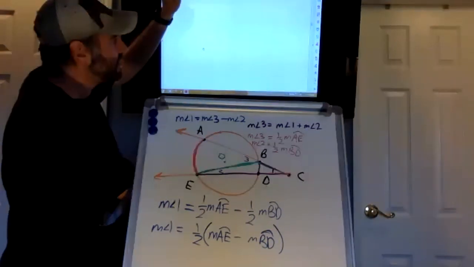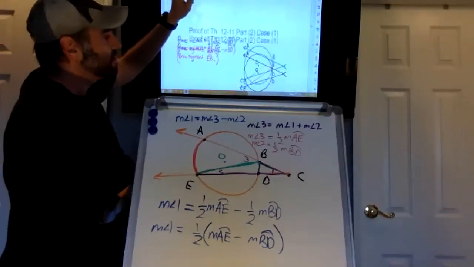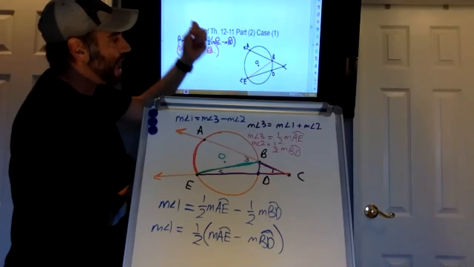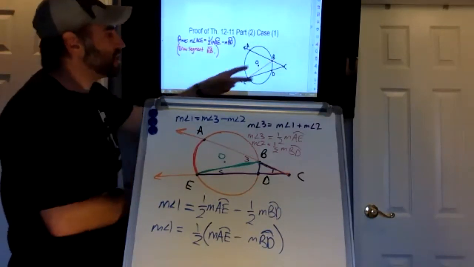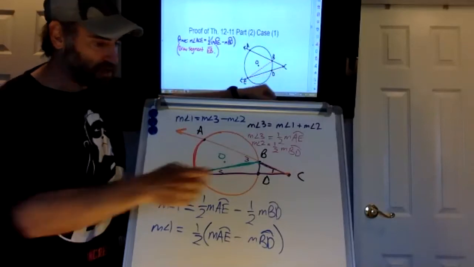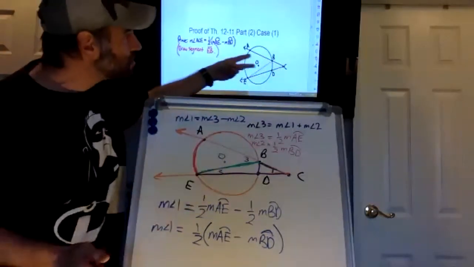Okay, so that was part 1. Part 2 has 3 cases though. This is where points are outside the circle. So now you can have tangents. So you can have two secants, that's our first case that we just did here, that meet outside the circle.